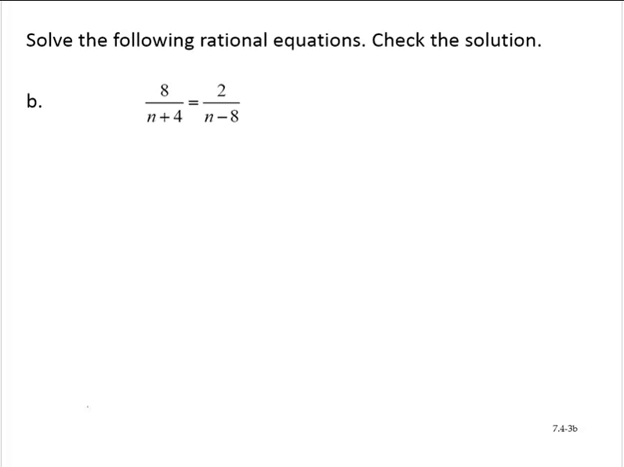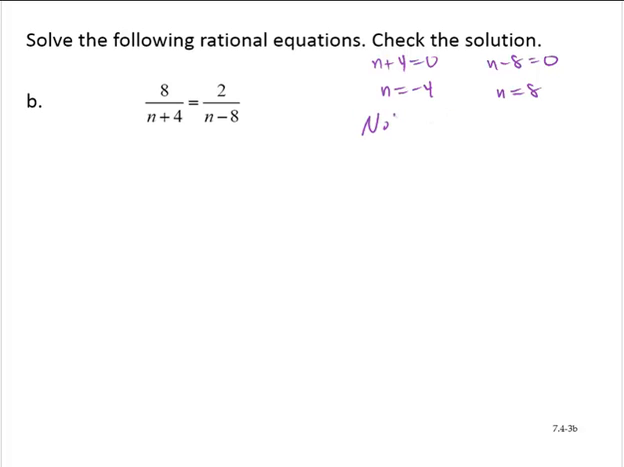Right, example B, we have 8 over n plus 4 is equal to 2 over n minus 8. Let's make sure that we exclude appropriate values. Alright, so let's see. Can n plus 4 equal 0? Sure, if n equals -4. And can n minus 8 equal 0? Sure, if n equals 8.